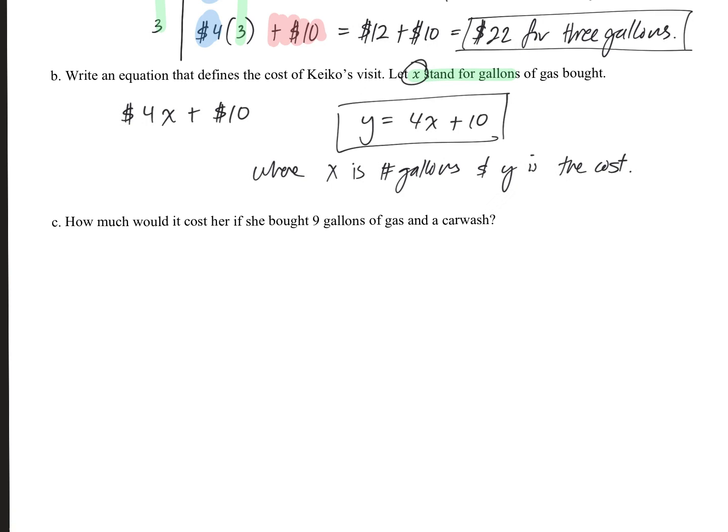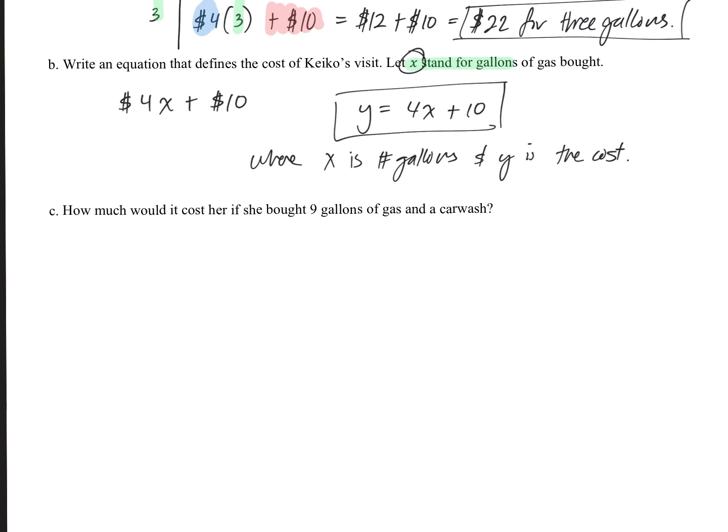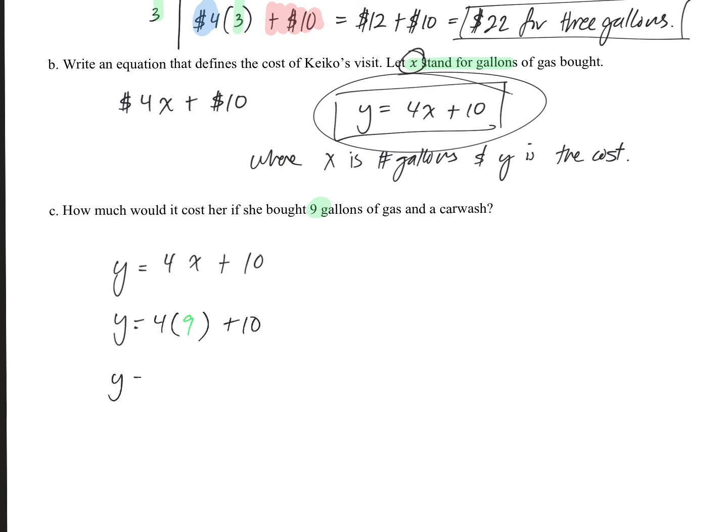So for part C, how much would it cost her if she bought 9 gallons of gas and a car wash? Well, let's go ahead and use our equation. So we know that y equals 4 times however many gallons she has plus her car wash. Well, what are we told the number of gallons she has? She's getting 9 gallons. So let's go ahead and input that 9. Y is going to equal 4 times 9, plus 10. Let's see, what is 4 times 9? That is 36 plus 10.